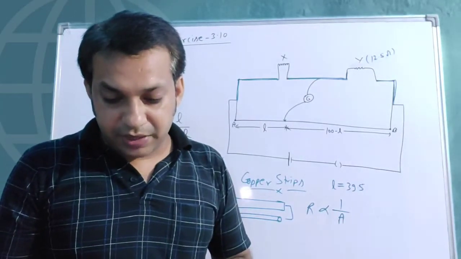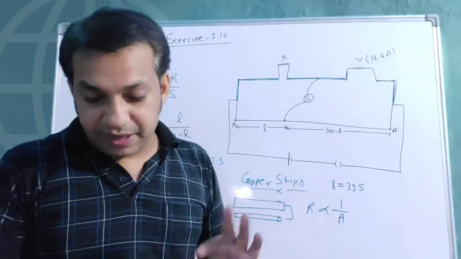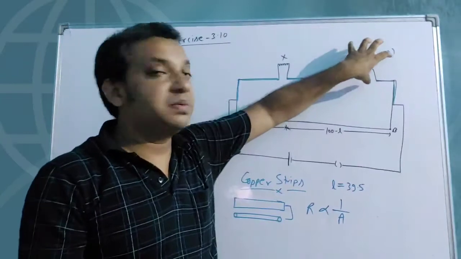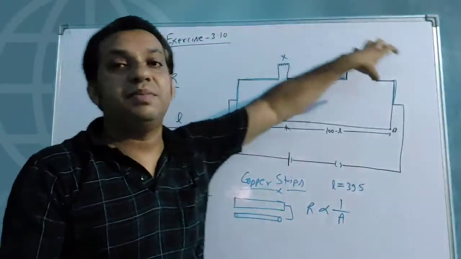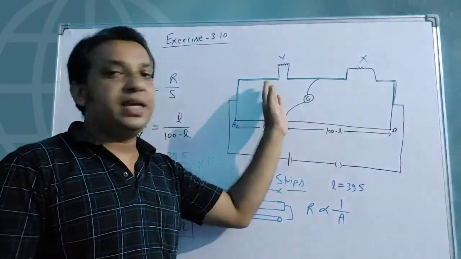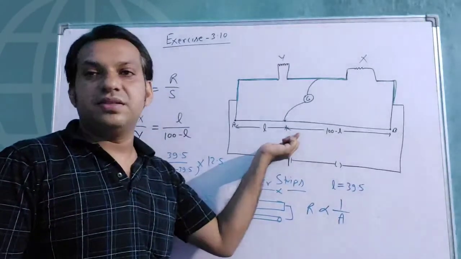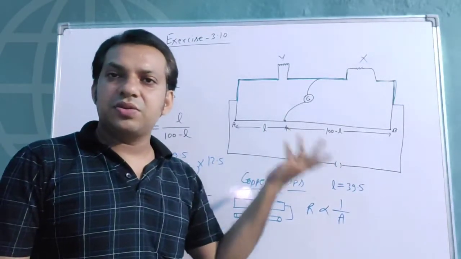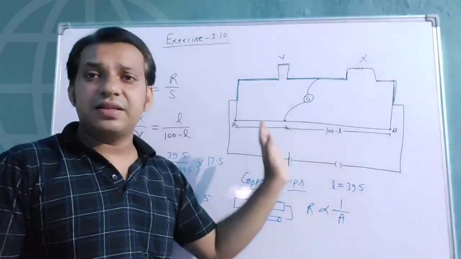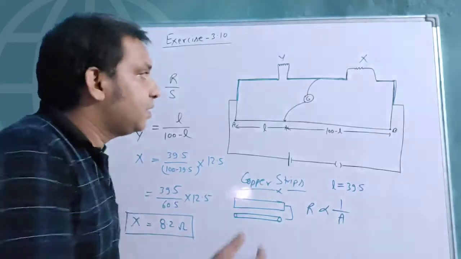Determine the balance point of the bridge above if x and y are interchanged. That means y is this time on this side and x on that side. So what is the effect on this balancing length? Again, its ratio should be constant. If the galvanometer is showing the null deflection, that means the ratio should be maintained.